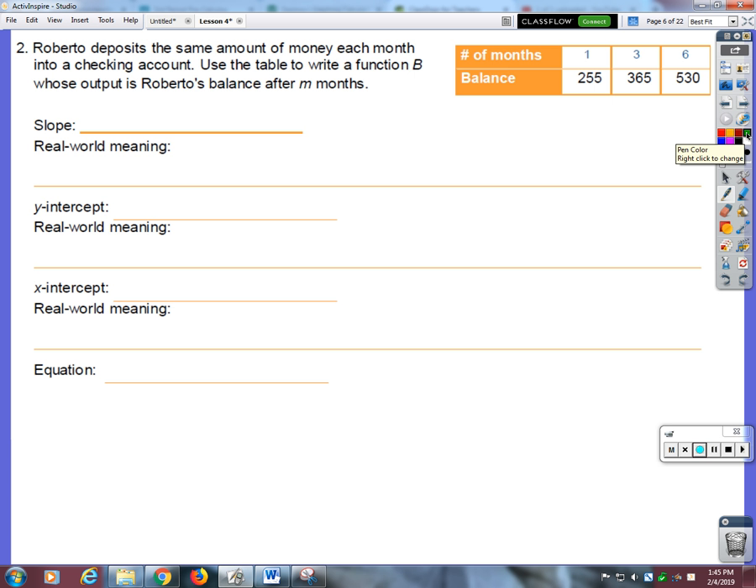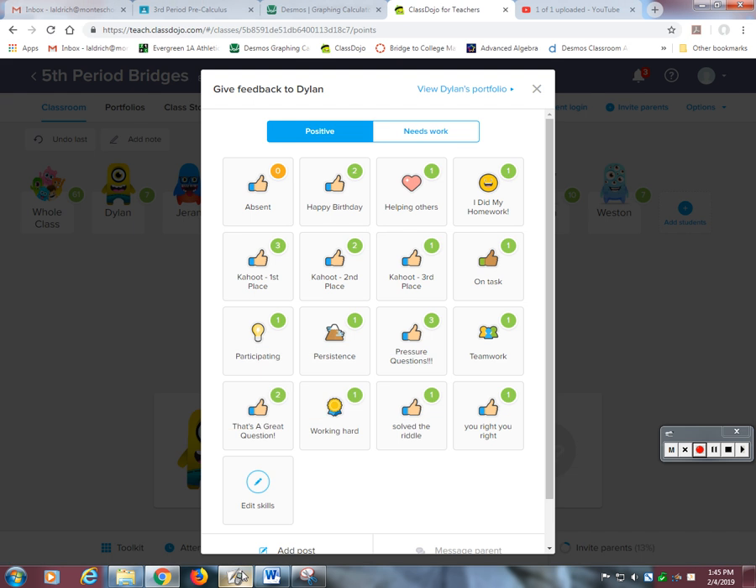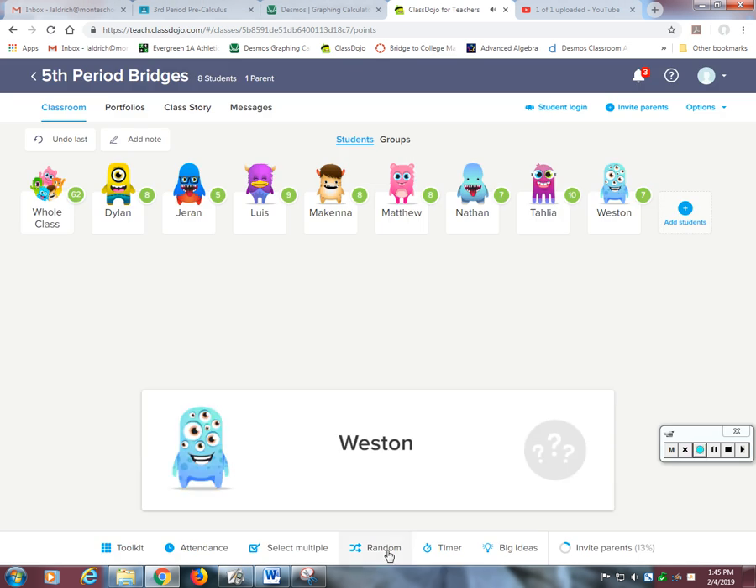All right, next one. Roberto deposits the same amount of money each month into a checking account. Use the table to write a function b whose output is Roberto's balance after m months. Okay. Now, a word of caution to McKenna or Jaren, whoever gets this question. Notice that the number of months is not going up by 1. Okay. So you're going to have to do some math here to figure out if they started with $255 and then 2 months later at $365, how much money did they put in each month is what we're looking for.